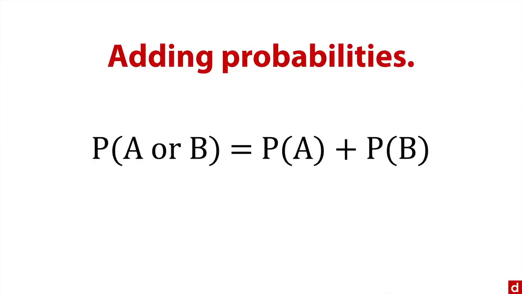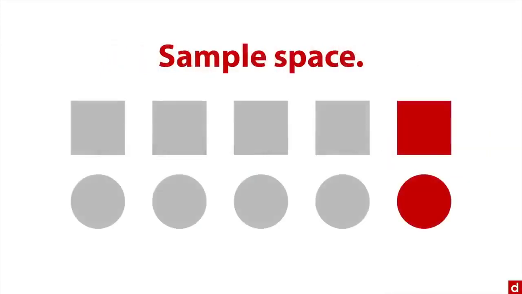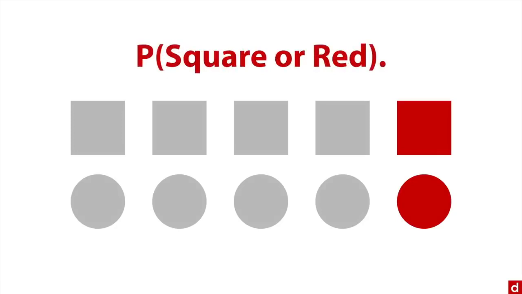But let's take a really easy example of this. I've created my super simple sample space. I have 10 shapes. I've got 5 squares on the top, 5 circles on the bottom. I've got a couple of red shapes on the right side. Let's say we want to find the probability of a square or a red shape.